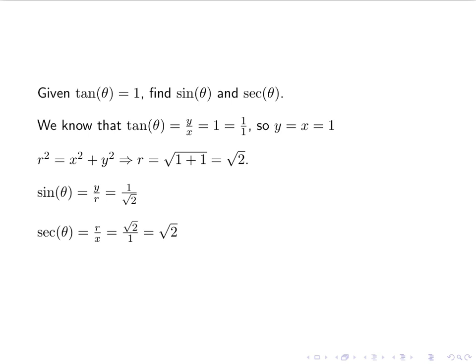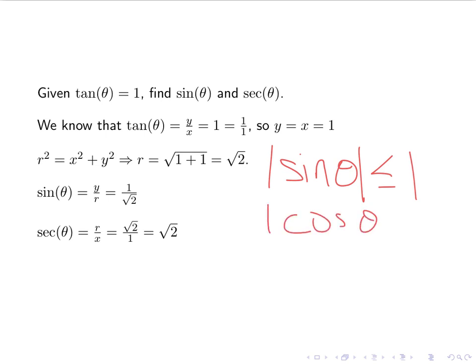Some things to keep in mind. Remember that sine and cosine are the legs of a triangle divided by the hypotenuse. The hypotenuse is always the largest side of a right triangle. So if I look at sine of theta, it's never bigger than 1. And the same is true for cosine of theta. Sine and cosine of theta will never be bigger than 1. Because again, it's the leg divided by the hypotenuse. The hypotenuse is always bigger.